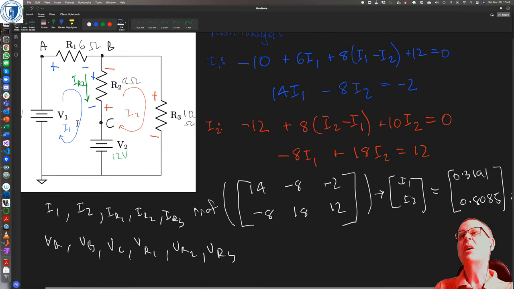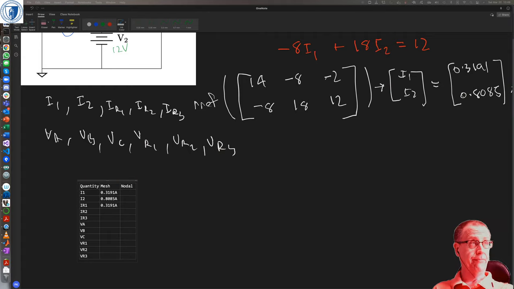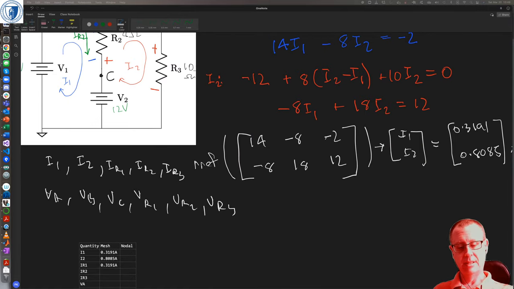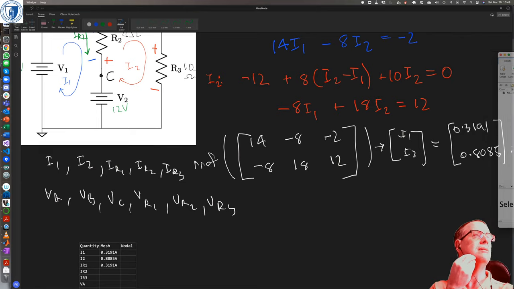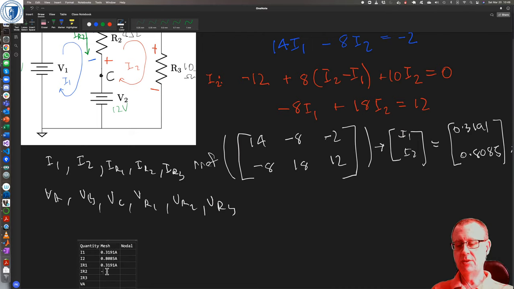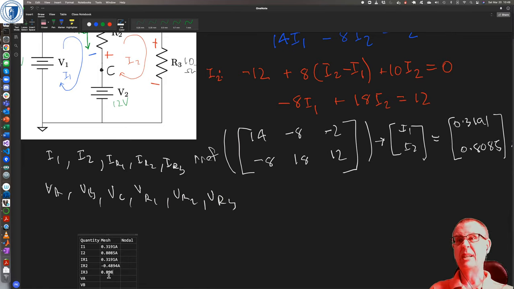So that means IR2 is I1 minus I2. So what's that? I1 was 0.3191 minus 0.8085. Right, I'm just typing that into MATLAB. So we get minus 0.4894. So that's IR2, minus 0.4894 amps. And then IR3 should be the same as I2, so that's 0.8085 amps.